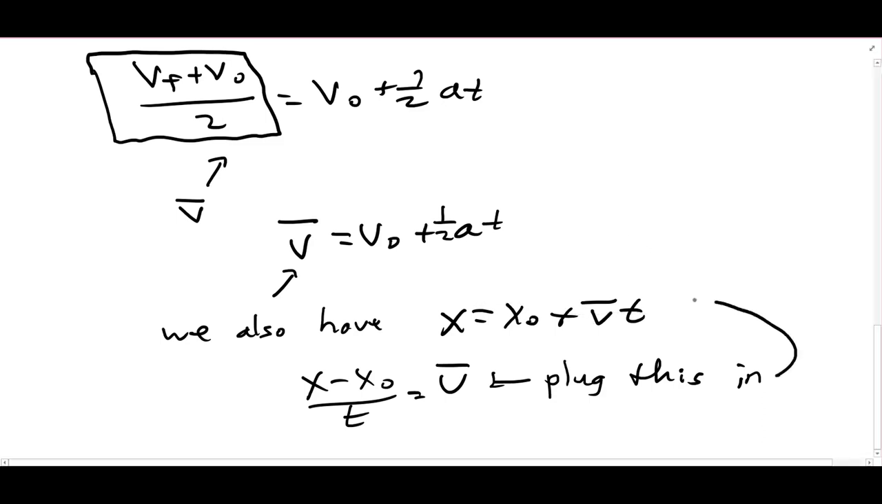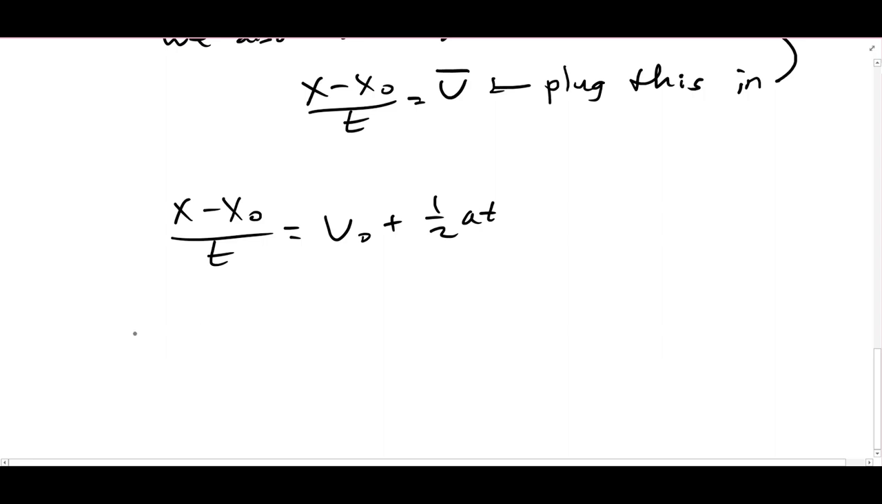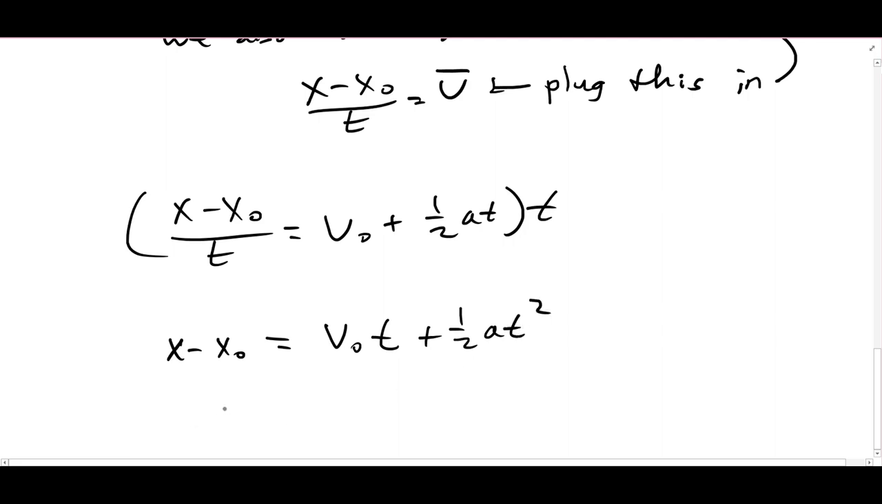Undo. We can plug this in right there. Okay, so let's go ahead and do that. So we have (x minus x initial) over time equals v naught plus 1/2 at. Now we can go ahead and multiply everything by t. So x minus x initial equals v naught times t plus 1/2 at squared. And then we can get our final form by adding over our x naught.